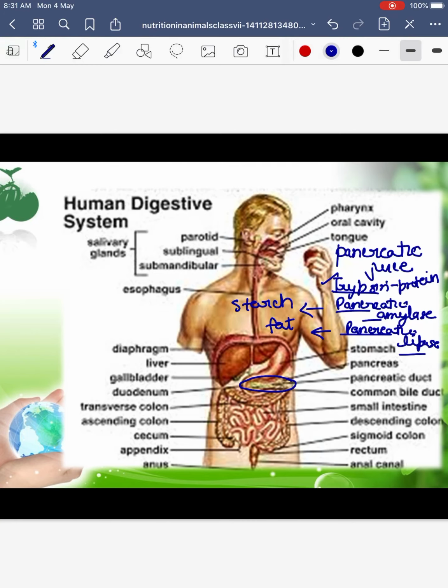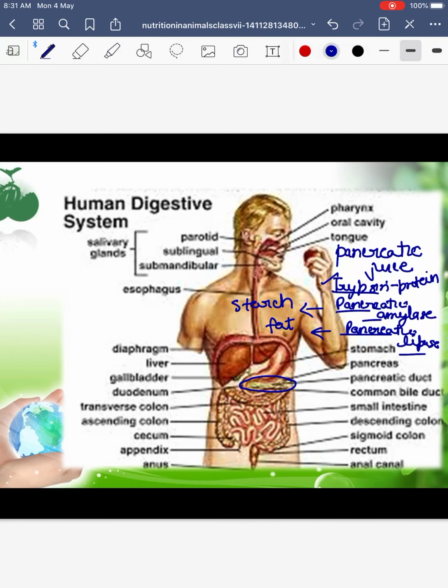Now, we had read that digestion of starch takes place by salivary amylase in our mouth. Then, what is the purpose of this pancreatic amylase? See, the digestion is not complete in your mouth. Whatever fat, protein, or starch is left undigested will be digested here, broken down into simpler particles by the action of various enzymes which are present in the pancreas.